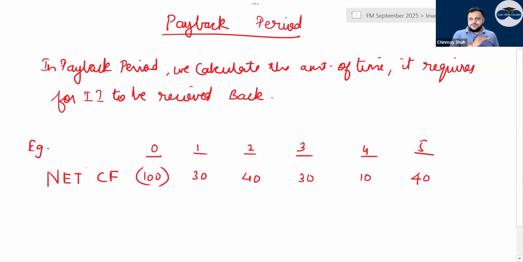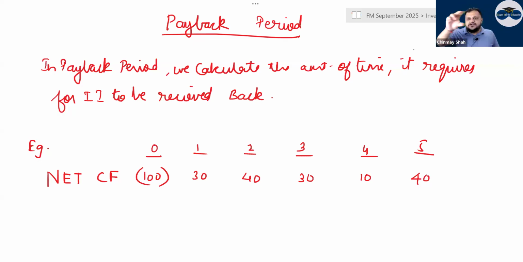Net cash flow is what? Sir, first I have invested 100, I got 30 from the project, 40 from the project, 30 from the project, 10 from the project, and 40 from the project. Net cash flow means after deducting everything, correct? As of now, understand it like this: 100 has gone out of my pocket, after deducting everything 30 comes into my pocket, right?